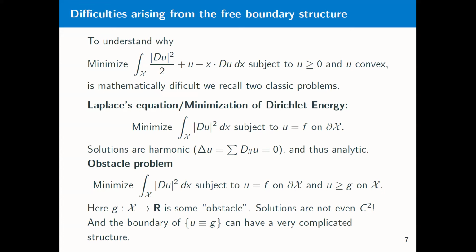The obstacle problem, on the other hand, asks you to minimize the same integrand, and the only additional condition is we enforce that u is greater than g, where g is going to be some function representing an obstacle. And suddenly, for reasonable families of g, for smooth g, our solutions won't even be C2. So we've gone from analytic, infinitely many derivatives, to not even having two derivatives at each point.